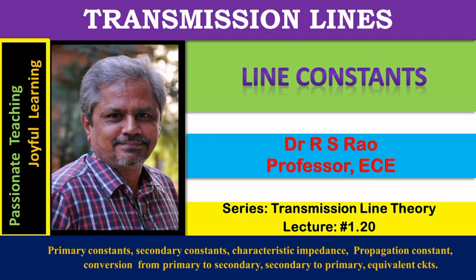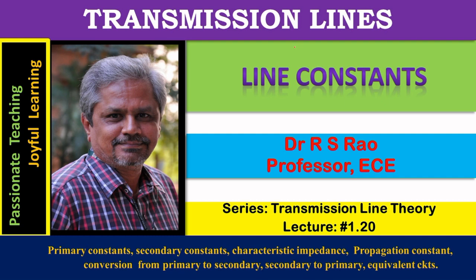Transmission lines, line constants, series on transmission line theory, lecture number 1.20. Transmission lines are multi-conductor systems. They are passive systems. To model them, to characterize them, certain electrical parameters are used. These are called line constants. Two types of line constants are there.